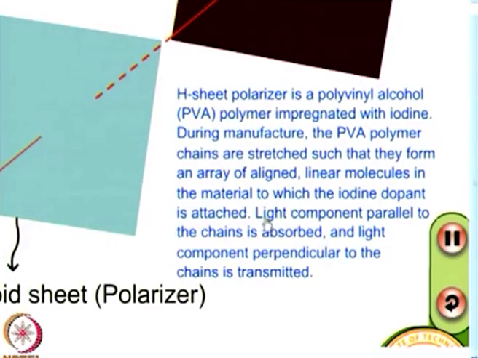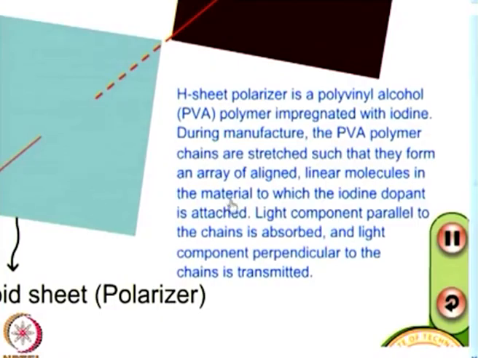So, for you to understand these two statements, you need to know a little bit of crystal optics. So, we will again come back to this. Light component parallel to the chains is absorbed, and light component perpendicular to the chains is transmitted. So, this is how this Polaroid sheet operates, because our interest is not to have random incident light. I want to have some control on the incident light, I want to know its characteristics completely. So, I go and insert a polarizer, and what does the polarizer do?